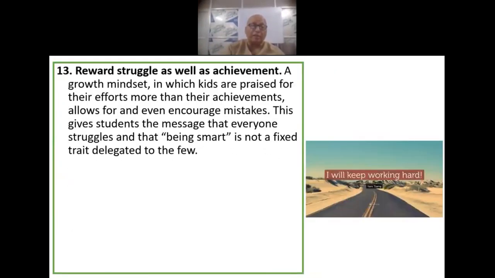The thirteenth point, teachers, is to reward struggle as well as achievement. We only try to support achievement, but reward the struggle also. Encourage them when they are making mistakes. Don't say you are wrong. You are okay. Every mistake is a stepping stone to success. Show students that everyone can become smart, and that now they know this is not the correct answer, so they can work on evolving the correct answer.